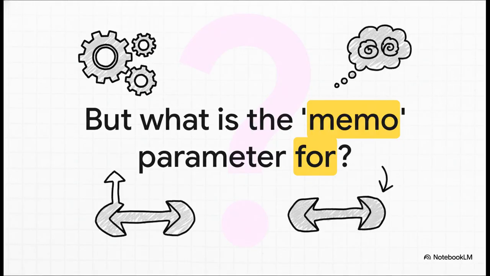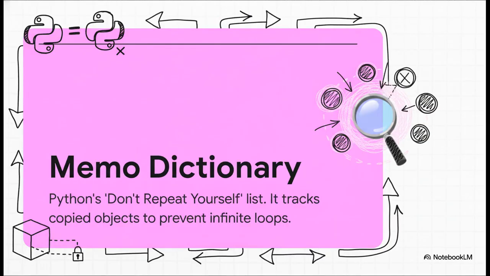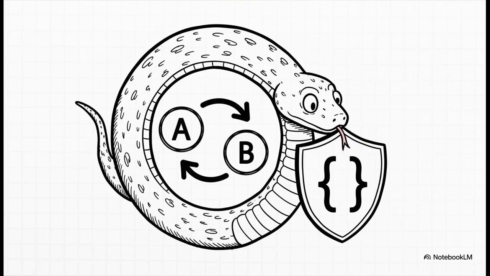So when you write this, you'll see a memo parameter. What in the world is that for? That memo is basically Python's don't repeat yourself list. It tracks what's already been copied. And this is a lifesaver. It stops your program from getting stuck in an infinite copy loop.